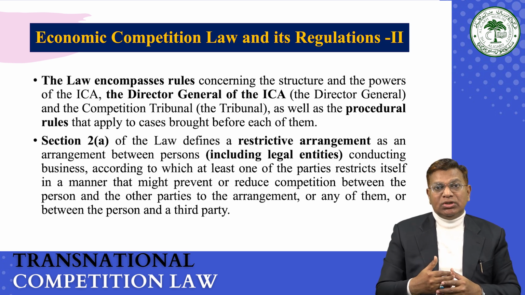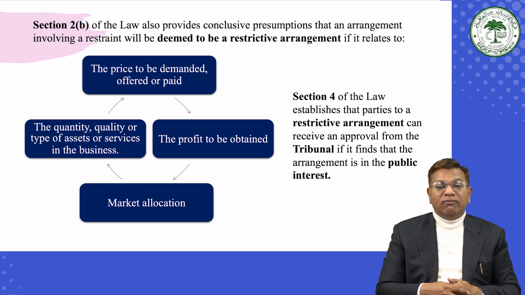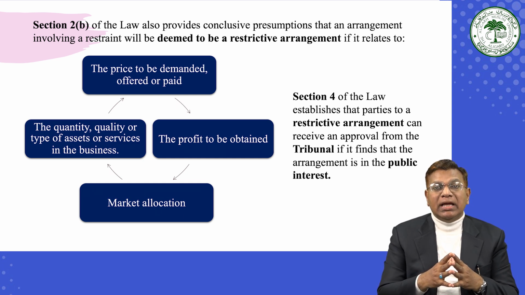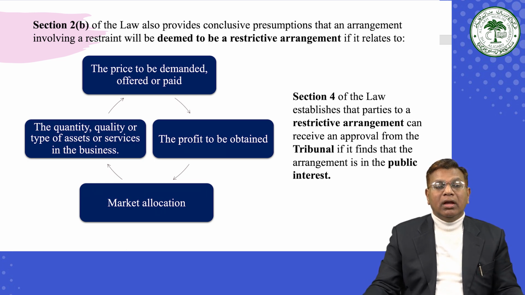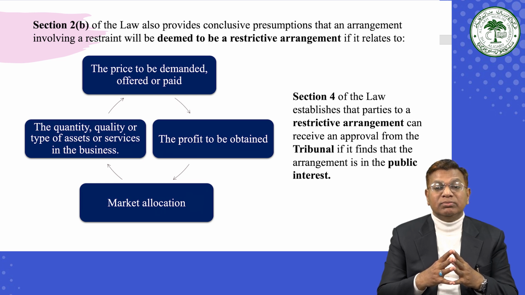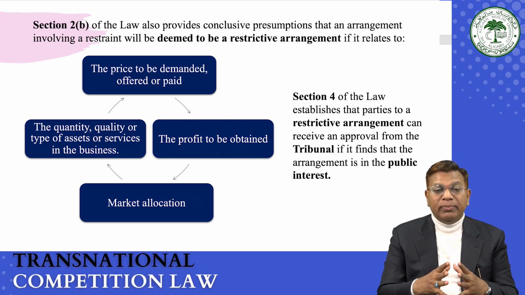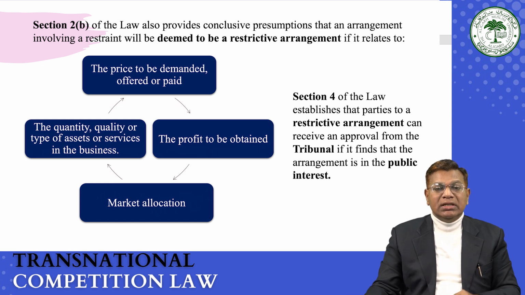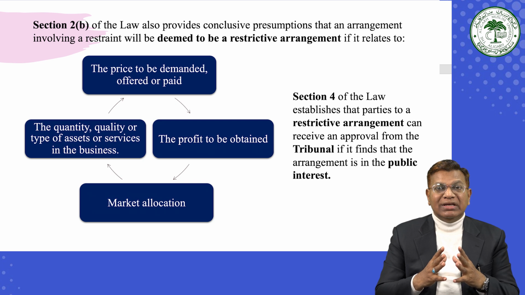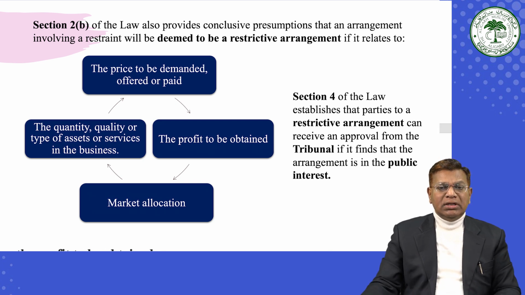Then, in sequence to section 2A of the Economic Competition Law of 1988, here it is necessary to look at section 2B of the law, which also provides conclusive presumptions that an arrangement involving restraint will be deemed to be a restrictive arrangement if it relates to any kind of price to be demanded, offered, or paid, or any kind of profit to be obtained, or any kind of market allocation, or any kind of quantity, quality, types of assets or services in the business. Then in the perspective of section 2B of the Economic Competition Law 1988, it will be deemed to be a restrictive arrangement.